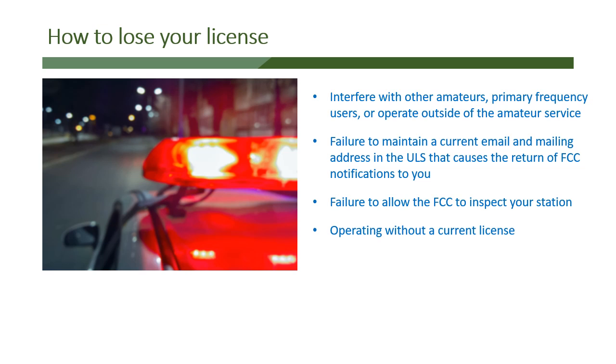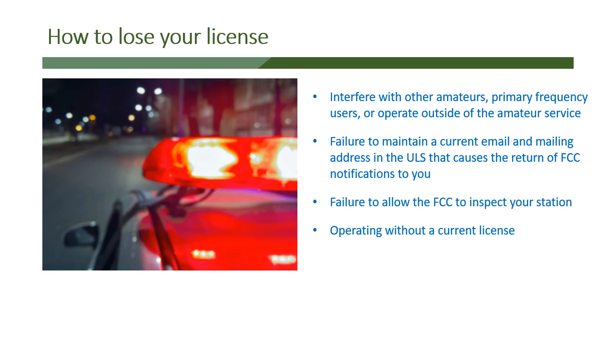You also can lose your license if you fail to maintain a current email and mailing address in the ULS that can cause the return of FCC notification to you. So you don't have to use your actual physical location of your house. If you want to open a P.O. box and make that your address, you can totally do that. But typically, if the FCC wants to send you something and it bounces back, there's a good chance that they might say, we can't contact you in the way you're supposed to be contacted. We are now terminating your license.